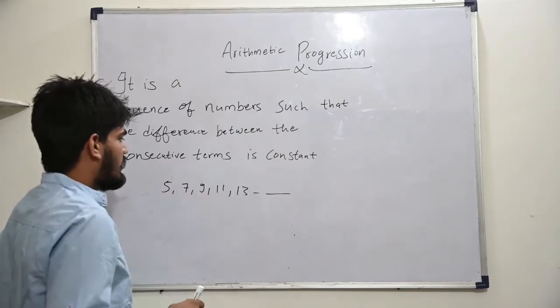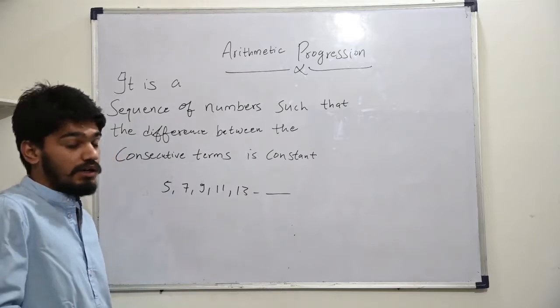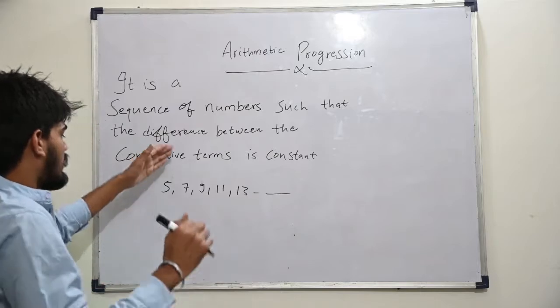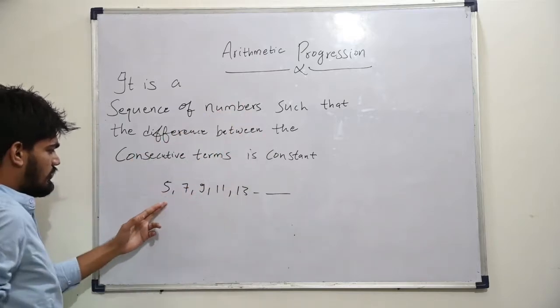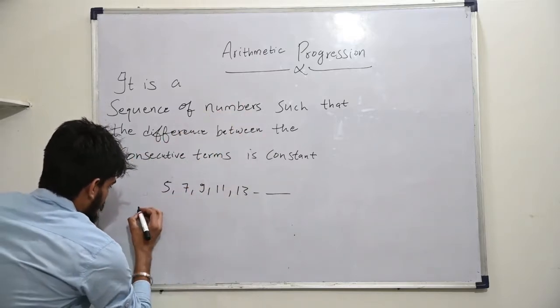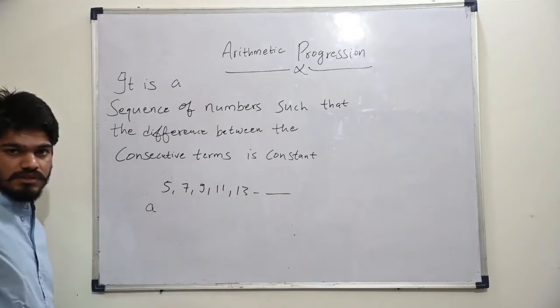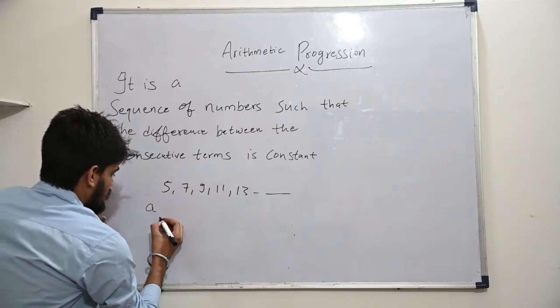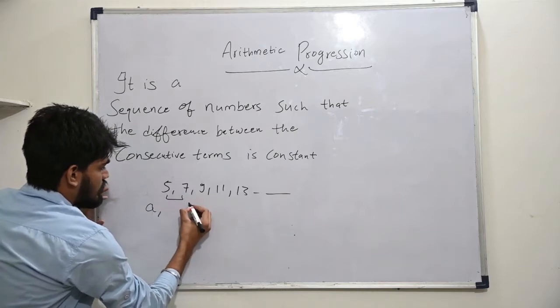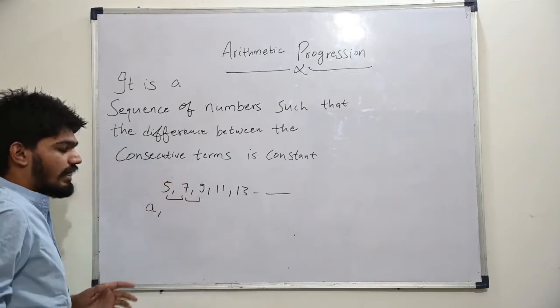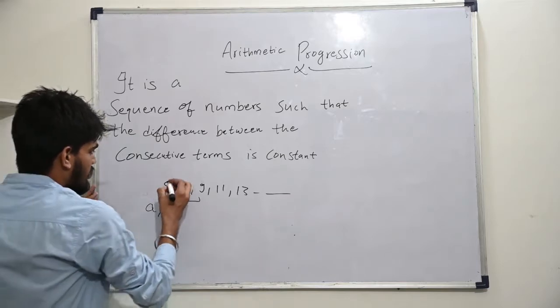Alright. So in general form, if we are going to express this arithmetic progression, the first term we can denote with A, let's say, where A is the first term, and the difference between these two terms, which is 2 in this case, we can write as D. D is the common difference.